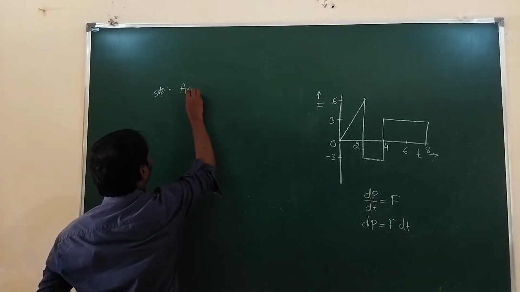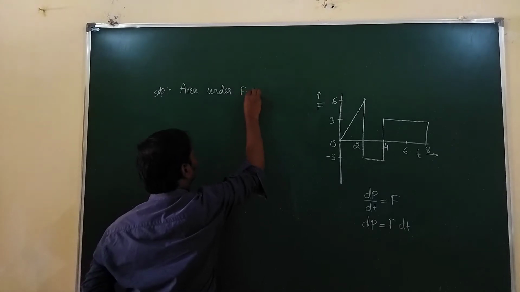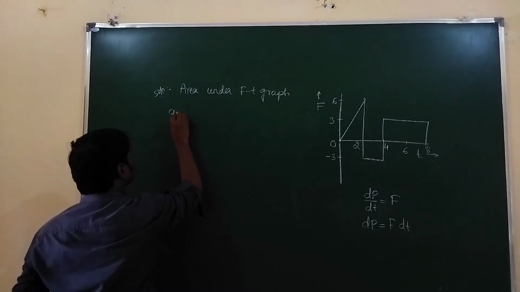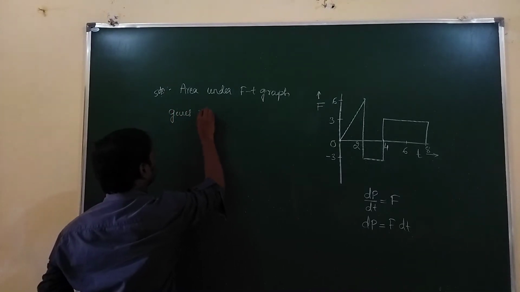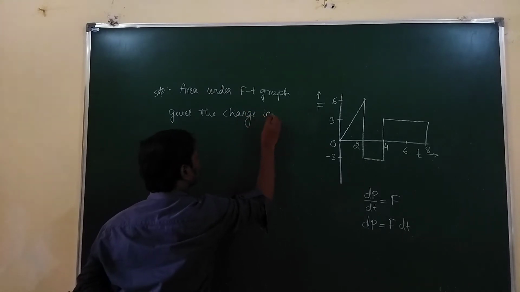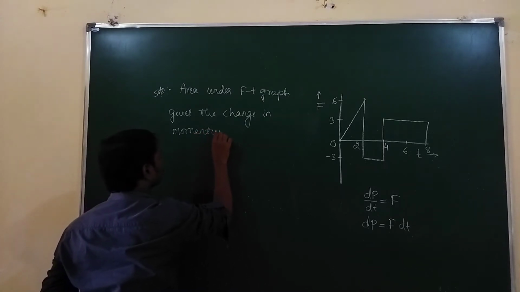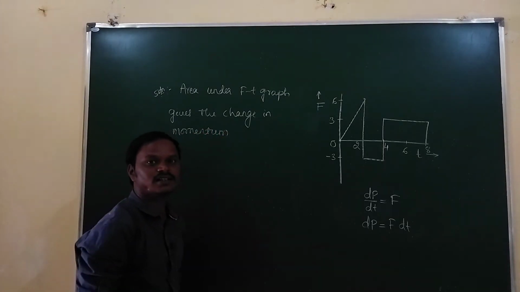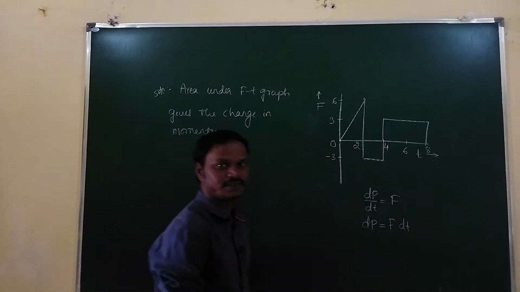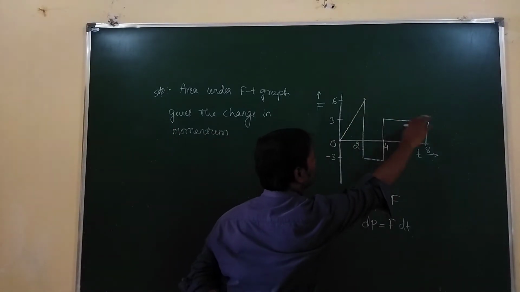Area under force versus time graph gives the change in momentum. The change in momentum is also called impulse. So what is the another name for the change in momentum? That is called impulse. Impulse is nothing but it is the force into time taken, F into t. Now so we have to find area of this force versus time graph.